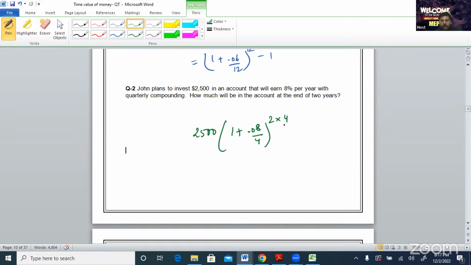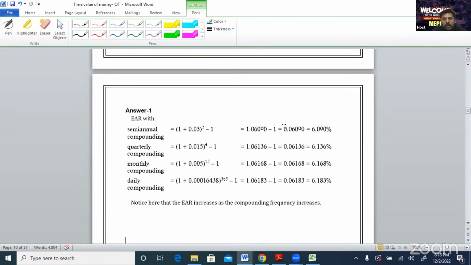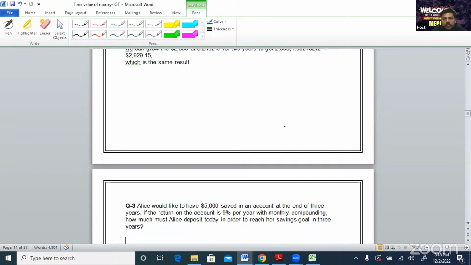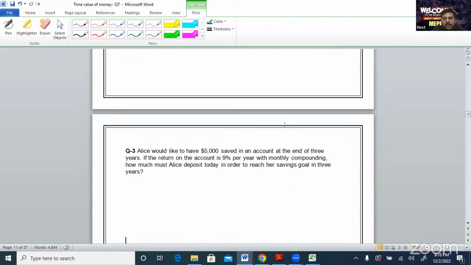PV is 2500. PMT is nothing. I have to solve for future value, and that is 2929. I hope you got the same number. You can see 2929.15, that is my answer if I round it off to 2 decimal digits. Okay, now please try this question.